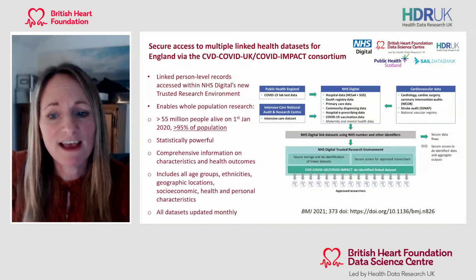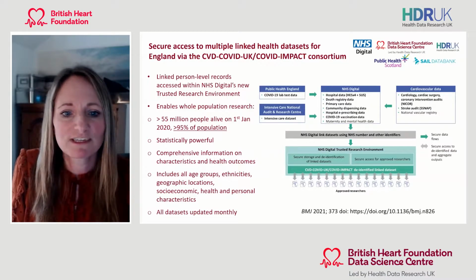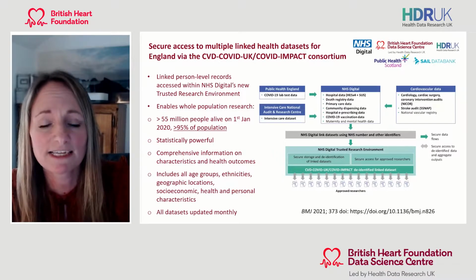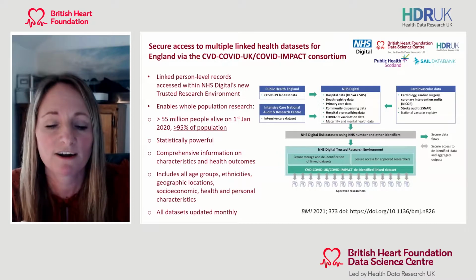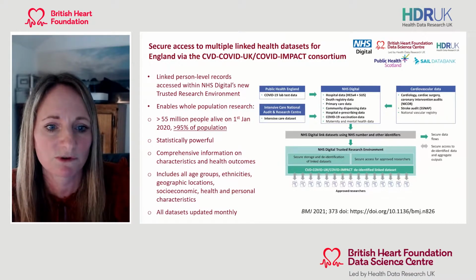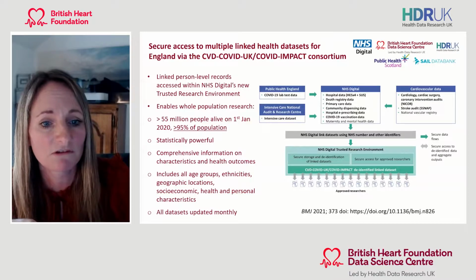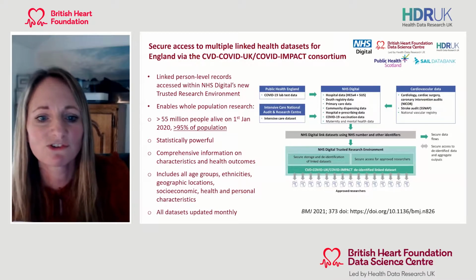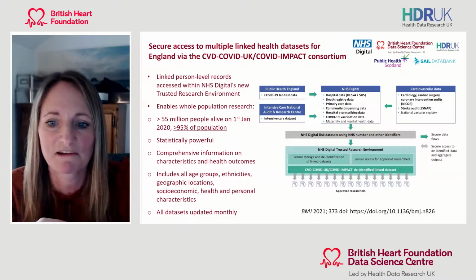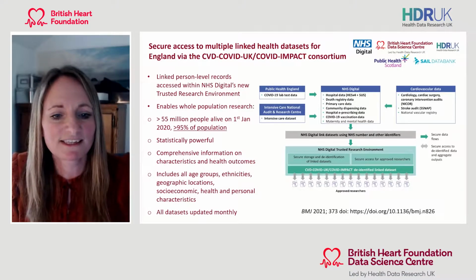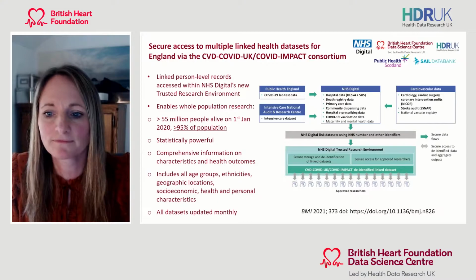There is comprehensive information on characteristics and health outcomes, and in particular, there's around 95% complete data on key characteristics of the individuals, such as age, sex, and ethnicity, as well as information on geographical locations, socioeconomic, health, and personal characteristics. And all these datasets are kept up to date on a monthly basis.